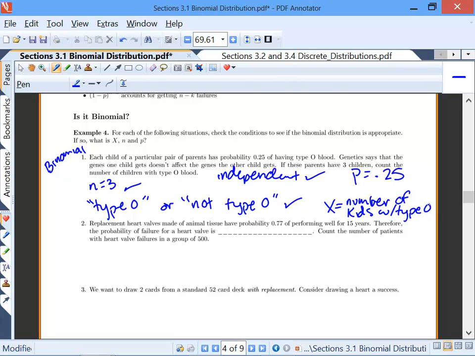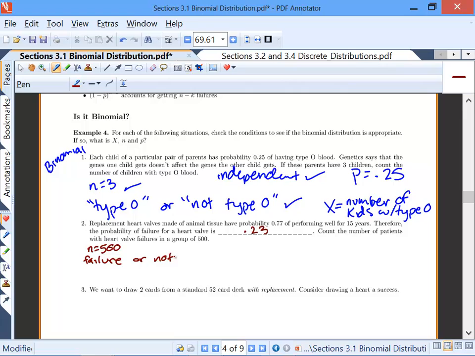So for the next one, replacement heart valves have a probability of 0.77 of performing well for 15 years. Therefore, the probability of failure for a heart valve is 0.23. Count the number of patients with heart valve failures in a group of 500. So we go through and ask, do we know in advance how many people we're looking at? 500. Can we classify in just two ways? Failure or not.